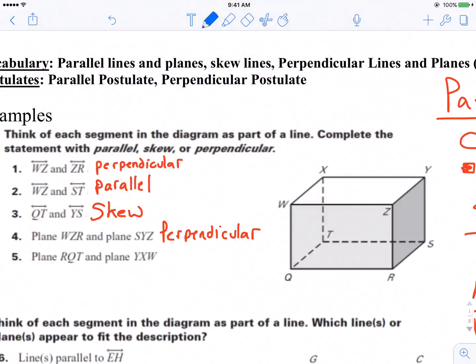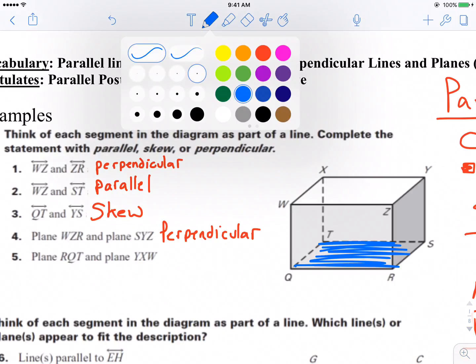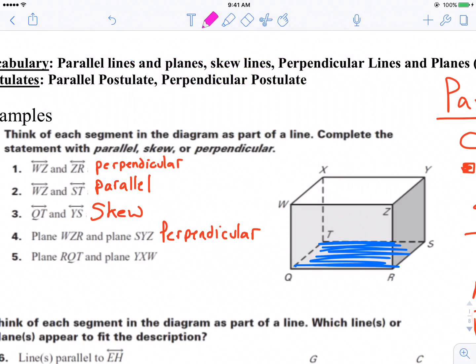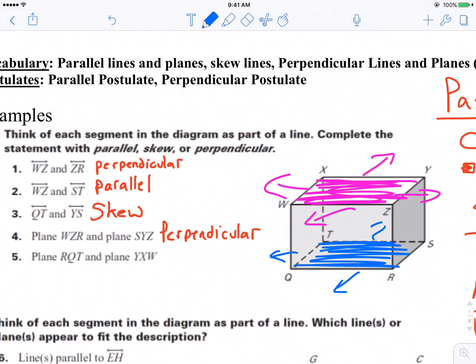RQT is the bottom plane. YXW is the top plane. These two planes, even though they will go forever in kind of all four directions, it doesn't matter. They will never touch. And so they are parallel.